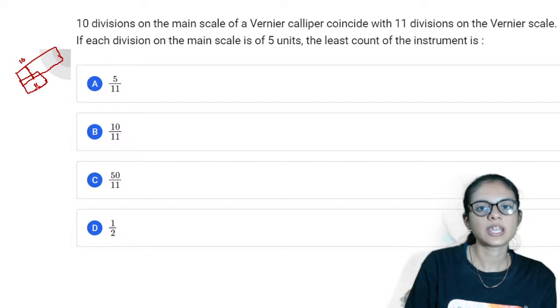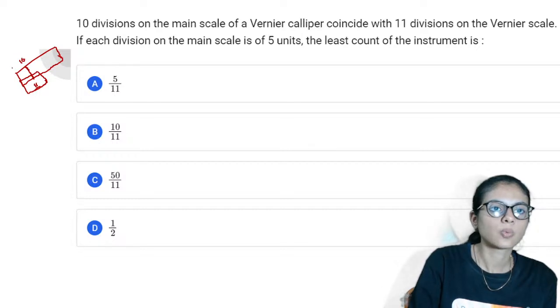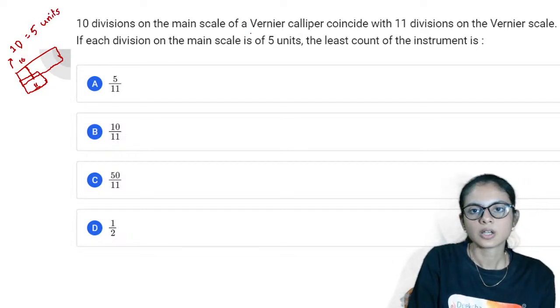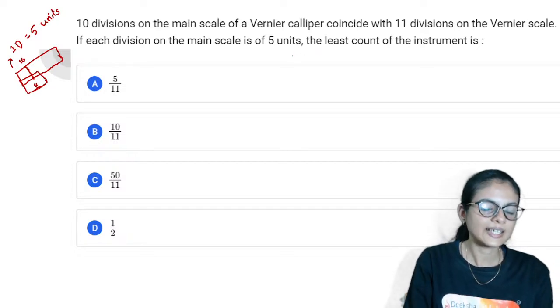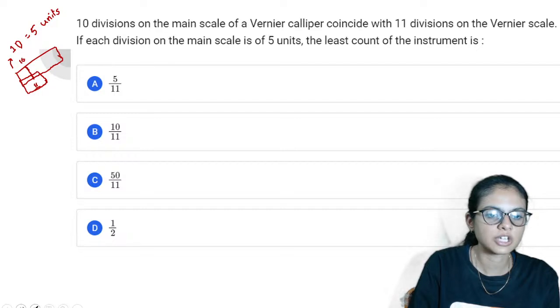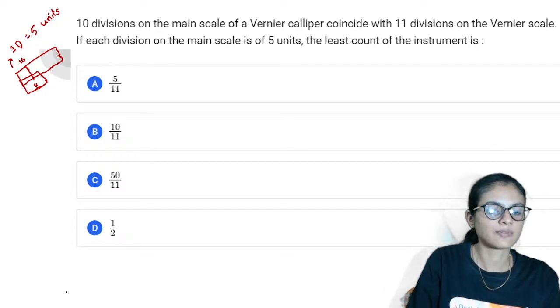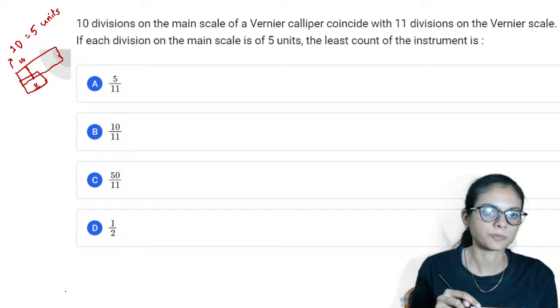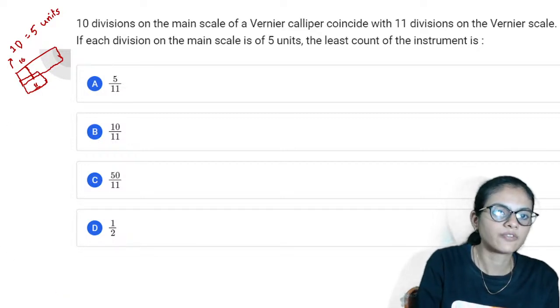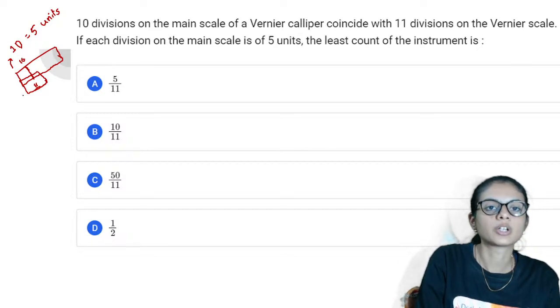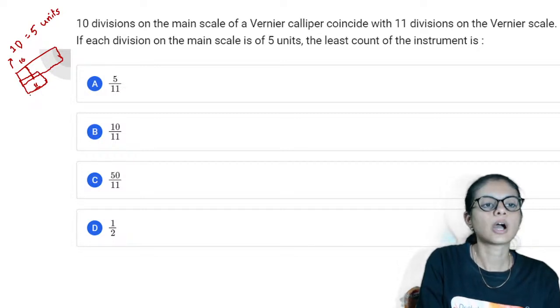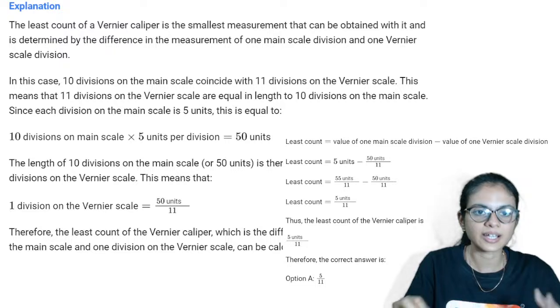If each division of the main scale is 5 units, so one division of the main scale is equal to 5 units. The least count of the instrument is nothing but the first number. The first division, what value does it carry? If this coincides with the 1, how many units is that? We have to calculate that here. So how to do this? You can see here there's a big explanation.